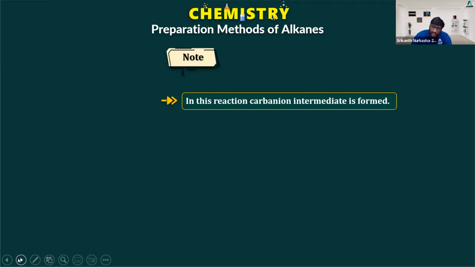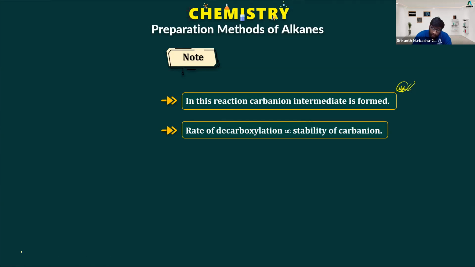In this reaction, carbanion is the intermediate. These are the points to be noted. Rate of decarboxylation is directly proportional to stability of the carbanion, because if the carbanion is the intermediate and a more stable carbanion is obtained, the rate of decarboxylation should be proportional to the stability of the carbanion.